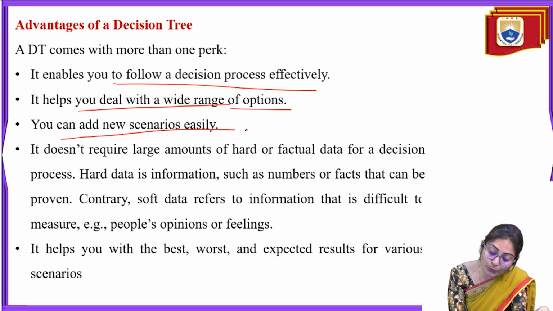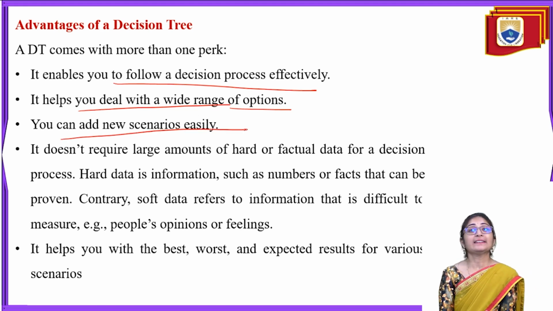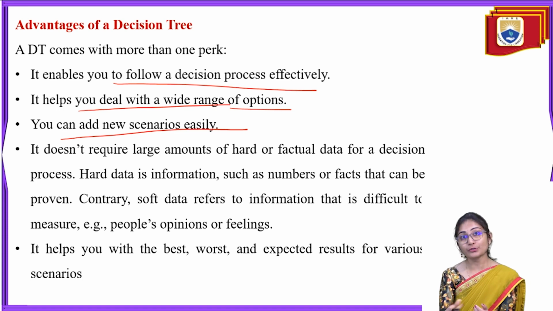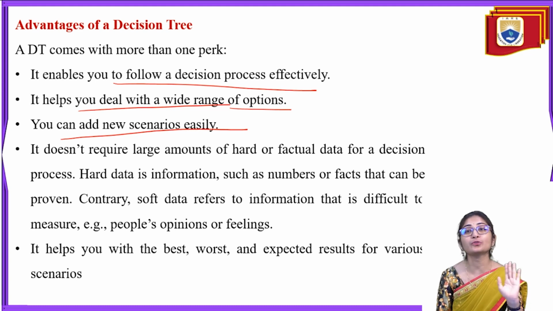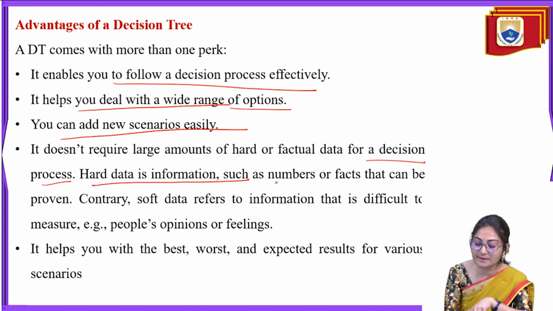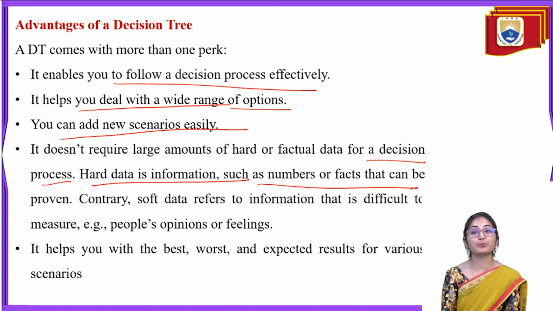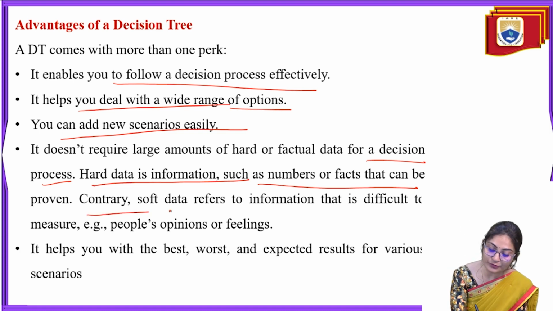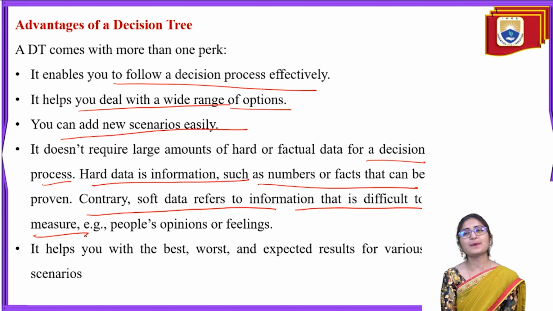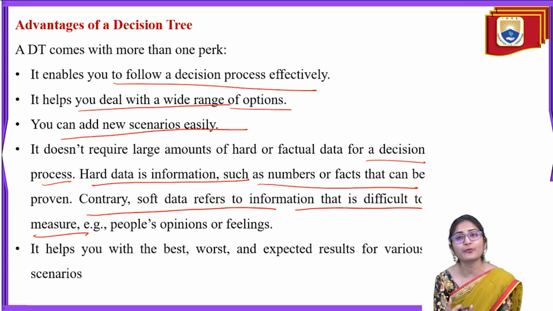You can add new scenarios easily. Definitely, if you want, you can add a new scenario. If you want, you can remove some scenarios. It doesn't require a large amount of hard or factual data for a decision process. Hard data is information such as numbers or facts that can be proven. And on the contrary, soft data refers to information that is difficult to measure, for example, people's opinions or feelings.